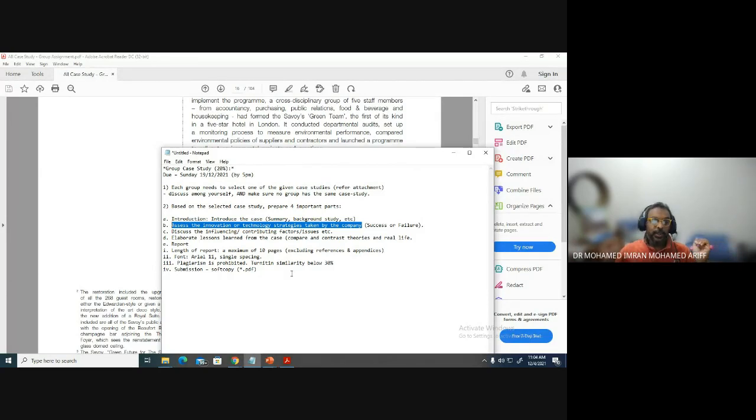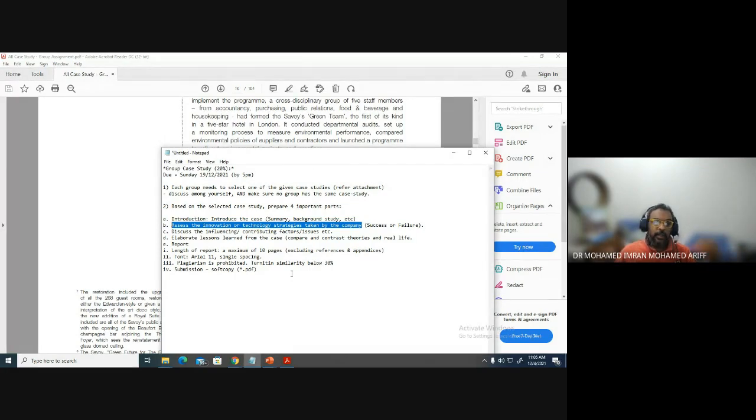Next, you discuss the influence or contributing factors or issues which are related to that success or to that failure. Next, you elaborate lessons learned from this case study. Compare and contrast with the theory and real life situation. So you elaborate based on that. Compare dengan teori-teori yang ada.